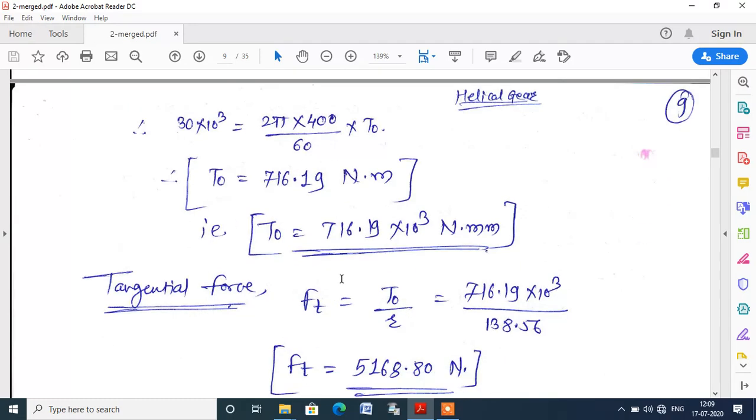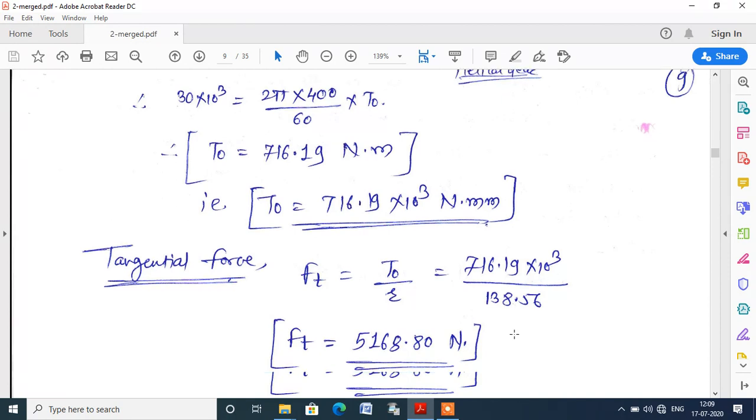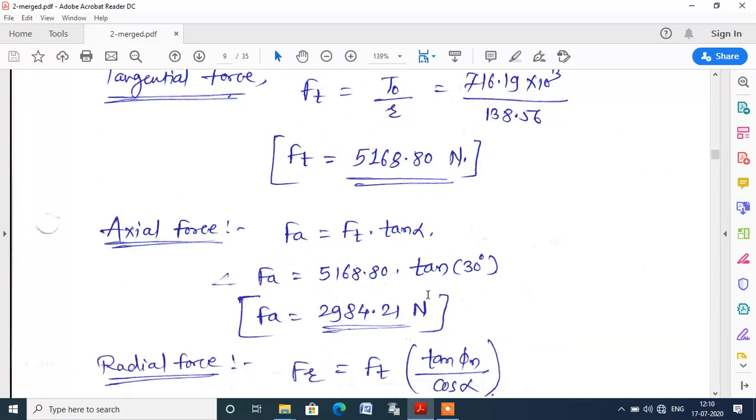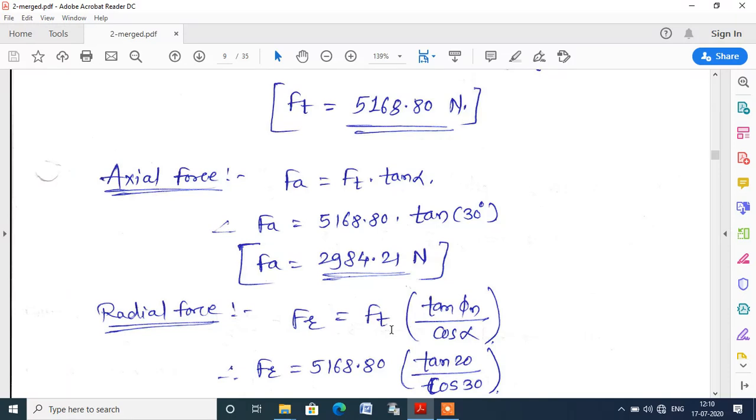Now that we have the torque, we can easily calculate the tangential force. So Ft equals T by r, which is 716.19 into 10 raised to 3 divided by 138.56. So we will get a tangential force of 5168.8 Newton. Then axial force Fa equals Ft into tan alpha. The tangential force is 5168.80 into tan of alpha, tan of 30 degree. So we will get an axial force of 2984.2 Newton.